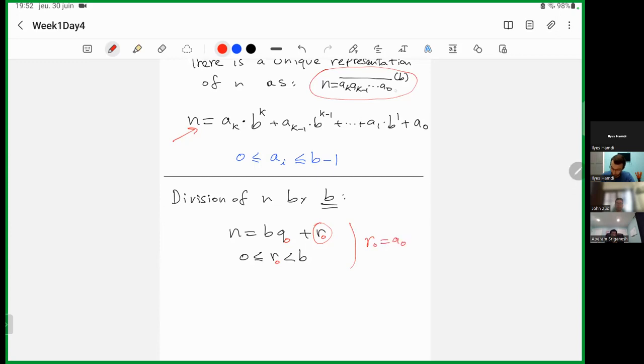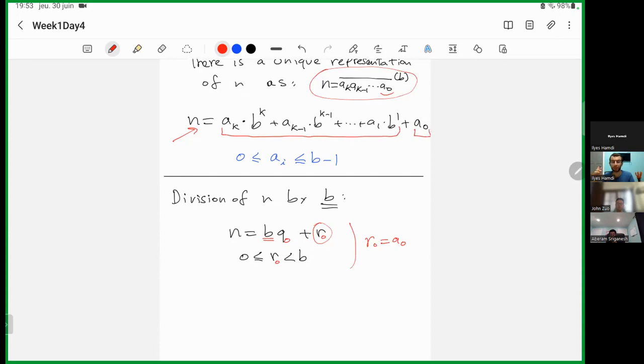Like A0 from here. Okay? Why is that? Because actually I can factor out B. So B multiplied by some number, and then the last, the remainder is A0. And this is exactly what happens here. All this is a multiple of B, right? I have B's everywhere. And then I have a remainder A0.